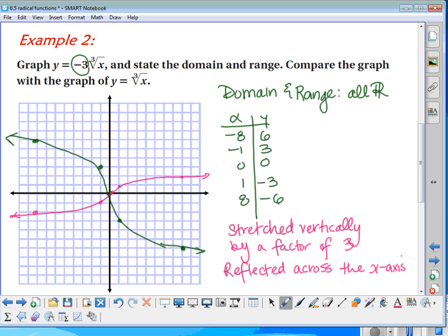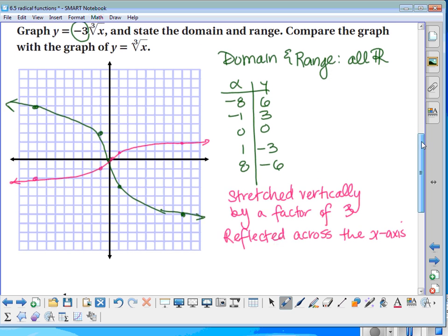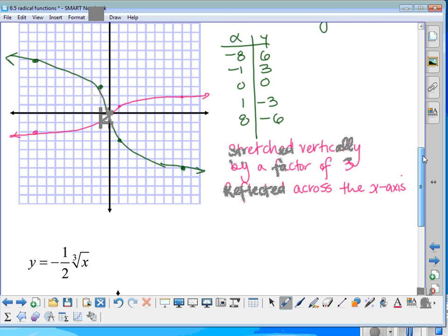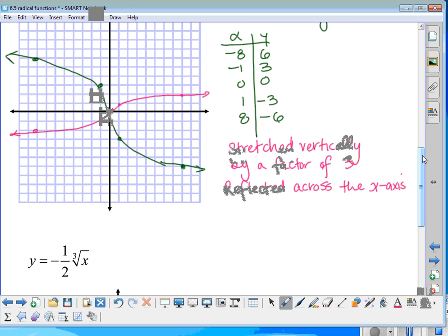Okay. Any questions? All right, so when you're done copying that down, you still have some extra room on that graph paper. Do the same for y equals -1/2 times the cube root of x. Graph it and then compare it and let me know how it compares to the parent graph. And I'll come around and see how you guys are doing.